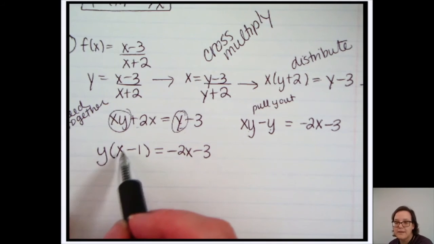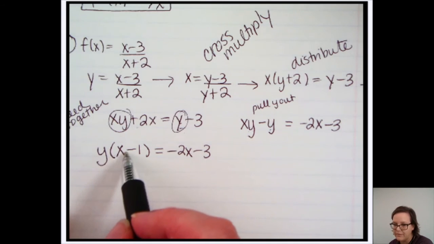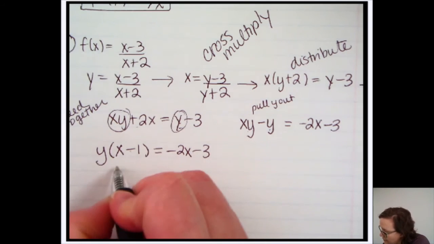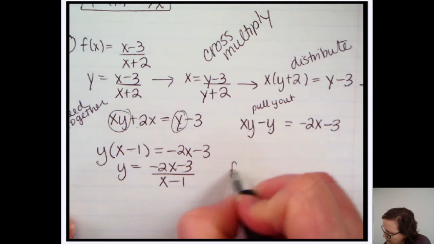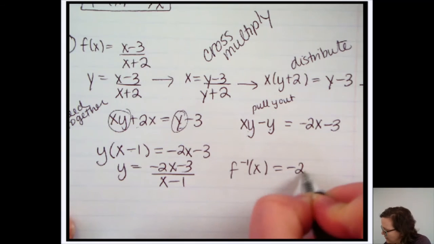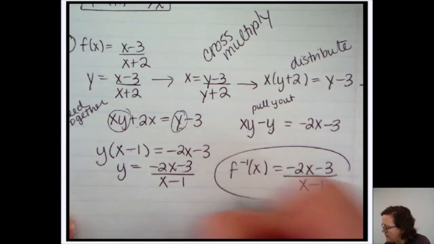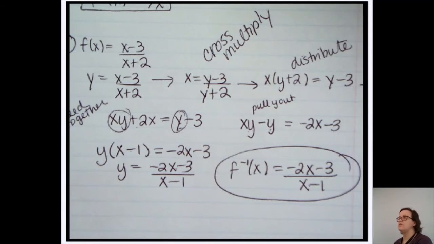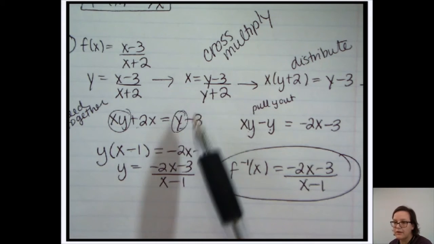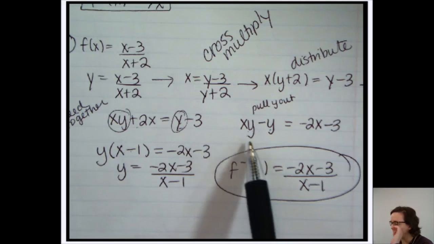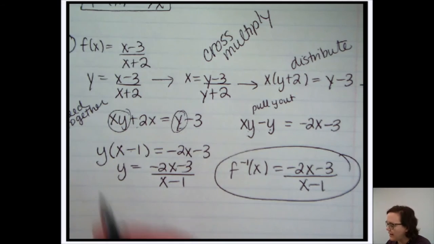And your last step to get y by itself is to divide, right? This is something times y, so all you do is divide by it. So we get negative 2x minus 3 over x minus 1. And if we replace, this is what our more formal answer looks like. So if we have a rational equation, you should get a rational equation for its inverse. A couple places that it's easy to forget: we have to cross multiply when we have something on the bottom, we distribute, and then to get the y's by themselves, you have to pull out a y. I'd like to do one more of those with you, and we'll call it good.